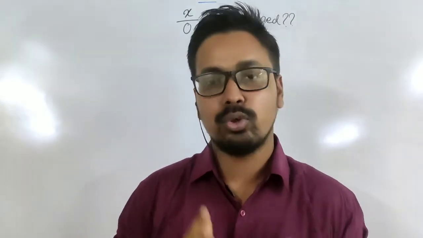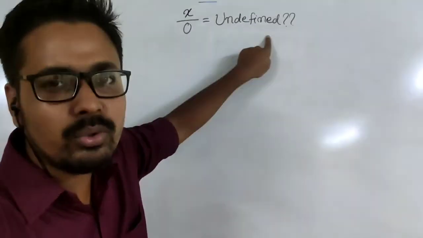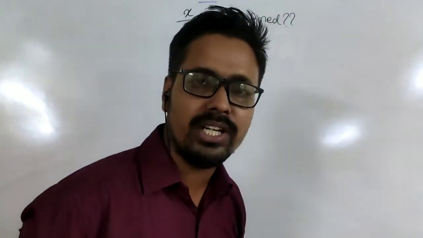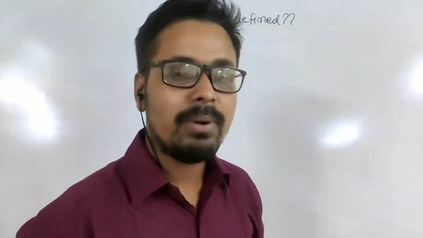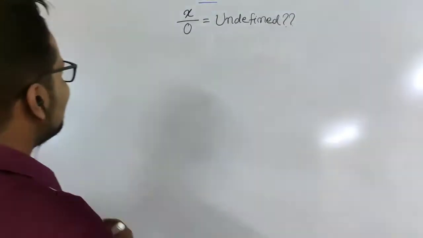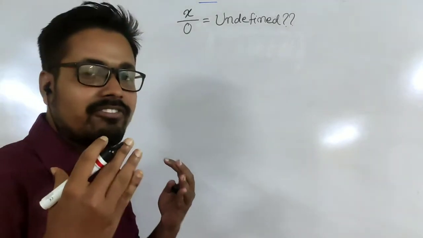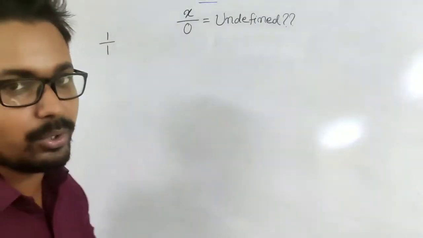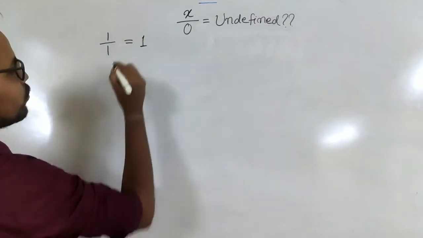The question that we are asking today is, why is any number divided by 0 always termed undefined? Why can't we define anything divided by 0? So for the ease of calculation, we are going to take x as 1. We can take any number, but for ease we are going to take 1. So let us start. We start with 1 divided by 1. If you face any problem, you can take out your calculator, but I don't think you will need calculators for the sums that we are going to do today. So first of all, 1 divided by 1, and we all know the answer is 1.